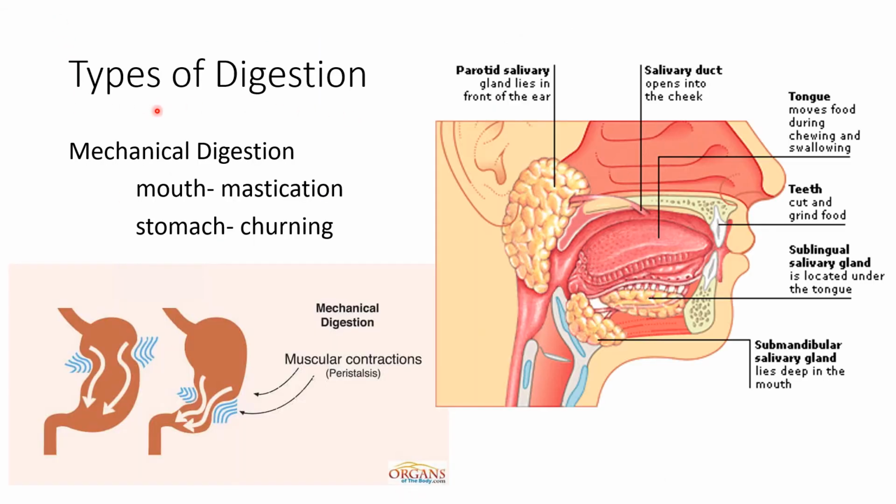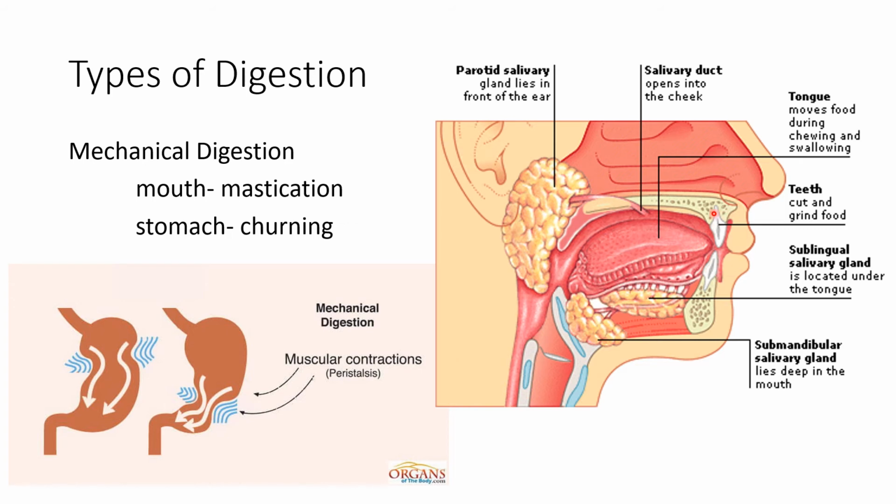Okay, moving on to different types of digestion. There's two main categories. The first is called mechanical digestion, and this is like physically breaking up the food into smaller pieces. So this occurs in the mouth through that process of mastication, or chewing. So you chomp up your food in your mouth, you chomp it into smaller bits, so that by the time it gets down into the stomach and the rest, it is easier to digest.